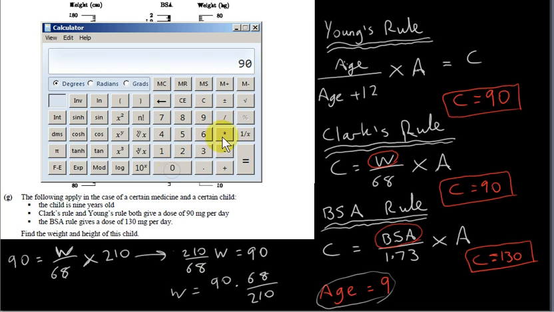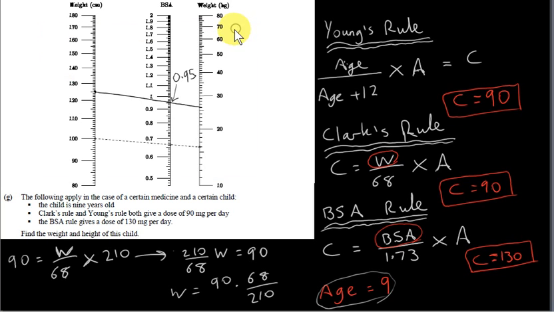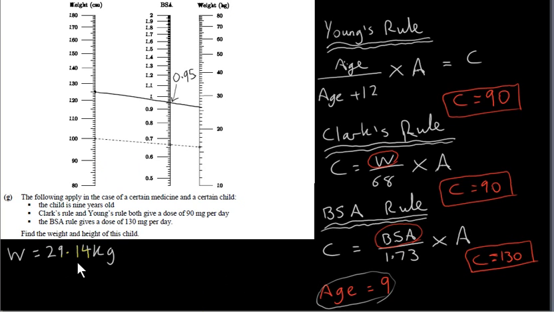So anyway, 90 multiplied by 68 is 6,120, and we divide that by 210. So for W, we get a weight of 29.14 kilograms. Now, knowing W, we can at last get to the BSA rule. We can plug in the values that were given here for the BSA rule. We're given that the BSA rule gives a child's dose C of 130.